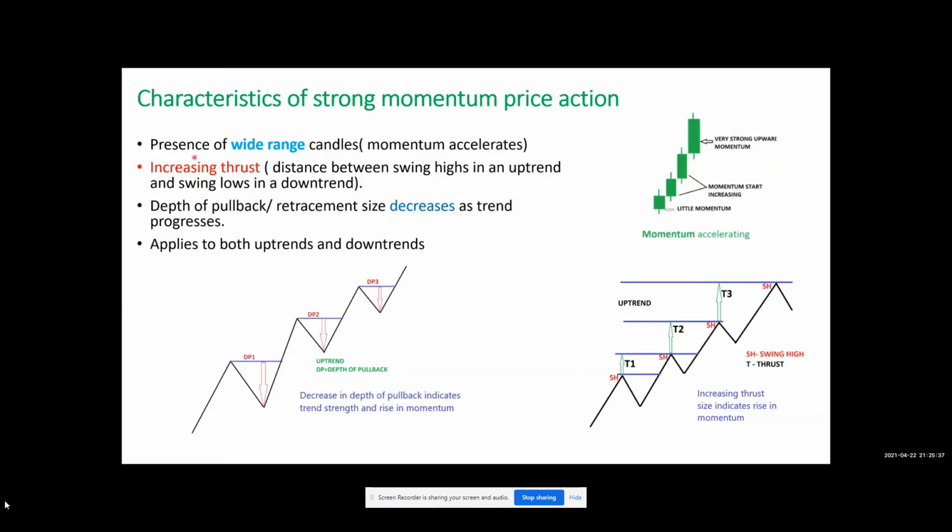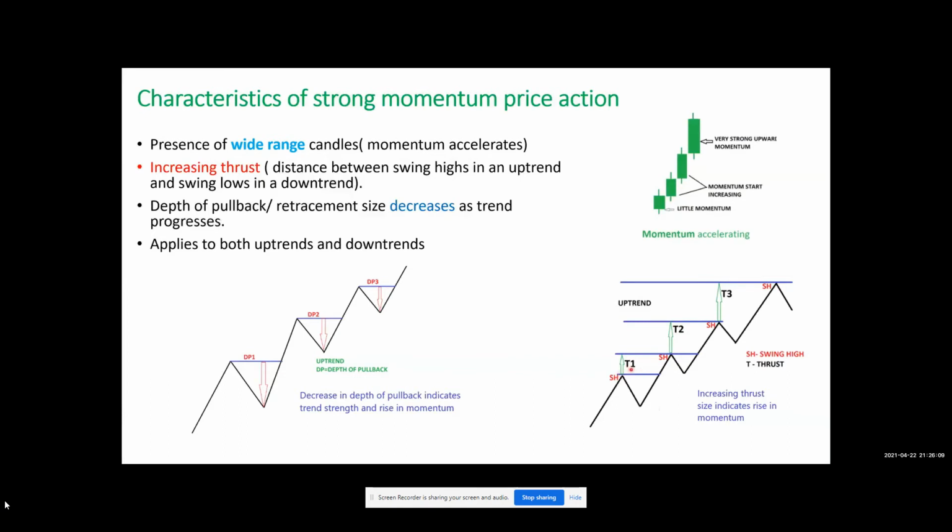Okay, so the second rule here is increasing thrust. So what is thrust? Distance between swing highs in an uptrend and swing lows in a downtrend. Take a look at this diagram here. This is a very solid uptrend and you can identify the swing highs here. So check out the distance between these swing highs.